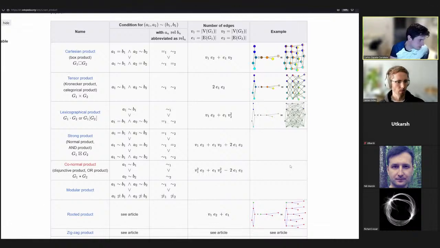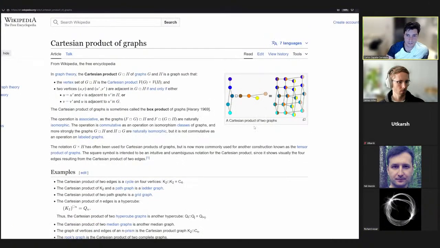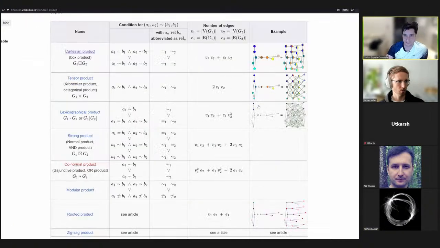There's a Wikipedia article on the Cartesian product of graphs. It's the top one. But this is just one example of the ones that don't do what we want, because we want the vertex sets to be the union of the vertex sets. So at the level of vertices, we want to be operating like addition of hypergraphs, and none of these constructions seem to be operating like that.